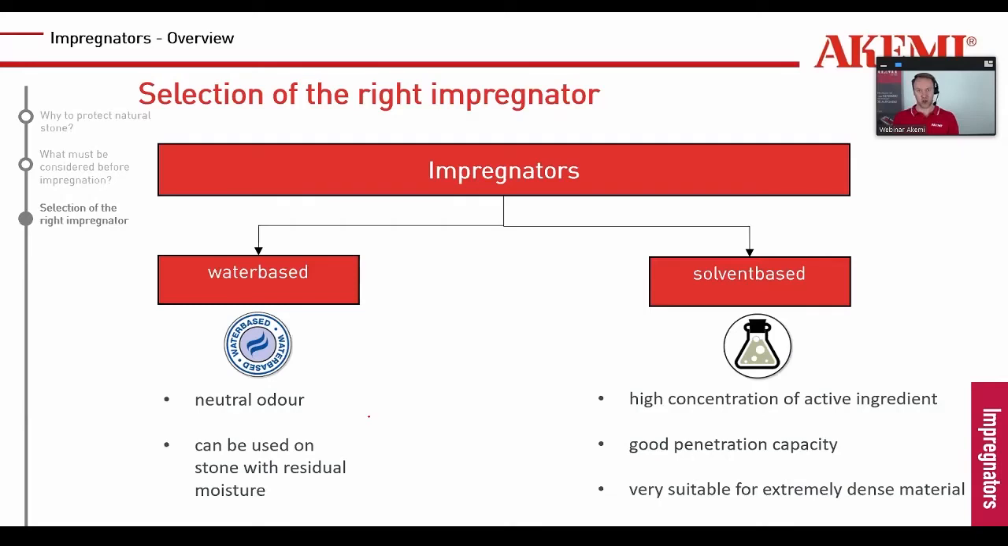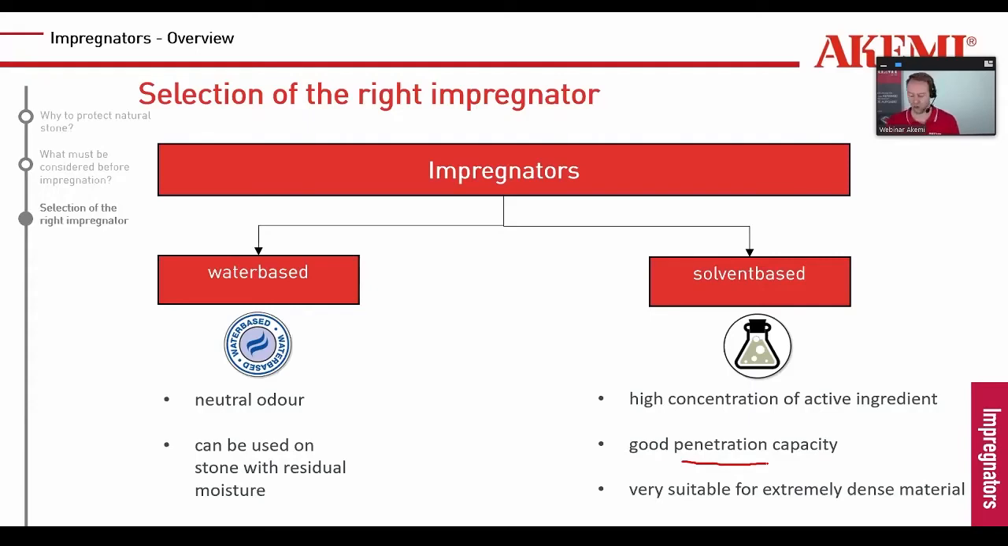The solvent-based, on the other hand, you can concentrate the active ingredient much higher. You can pack them full of active ingredient. And also the solvent allows the impregnation to penetrate deep into the stone, into the capillary system. This is important when you have extremely dense or compact stones or polished stones. There, the solvent-based products usually penetrate deeper, and you bring more active ingredient inside the stone. So these are the two differences.